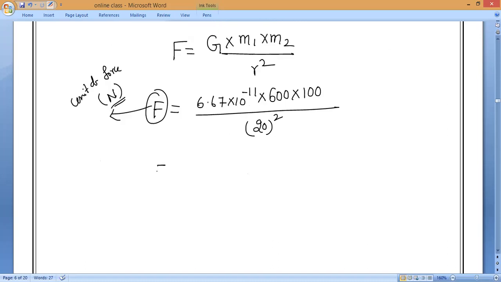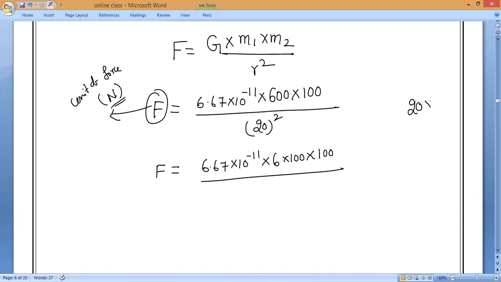Simplification I will teach you. Keep 6.67 into 10 power minus 11 as usual. Can I write 600 as 6 into 100? Is it okay, everybody? I am trying to make the simplification easier. Now 20 into 20, how much? 400. So keep it as 400.